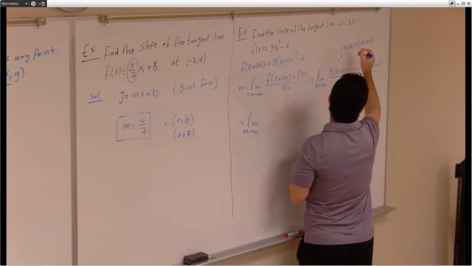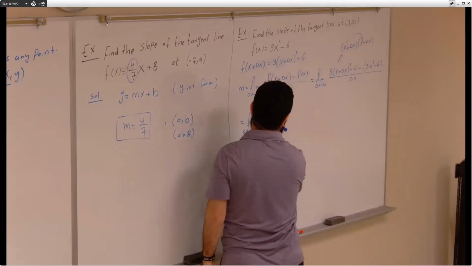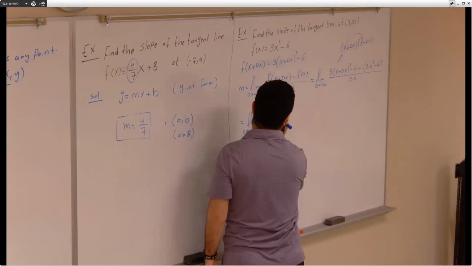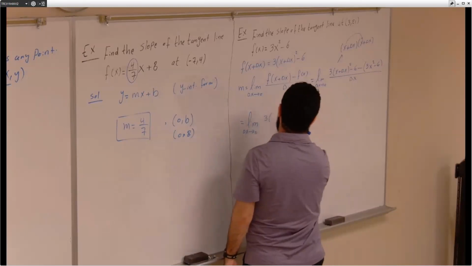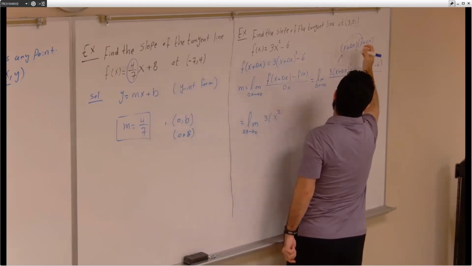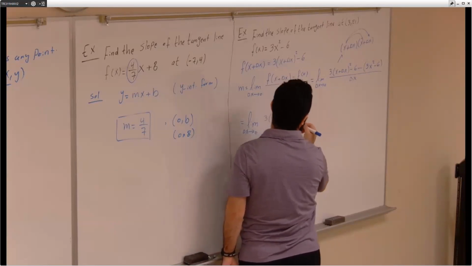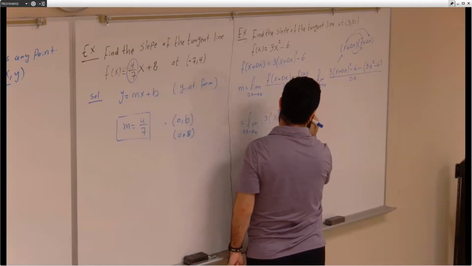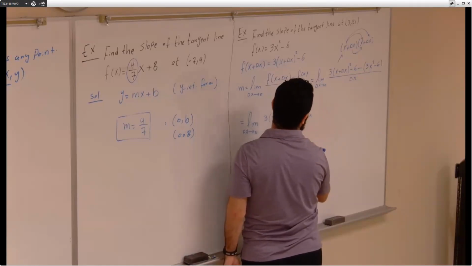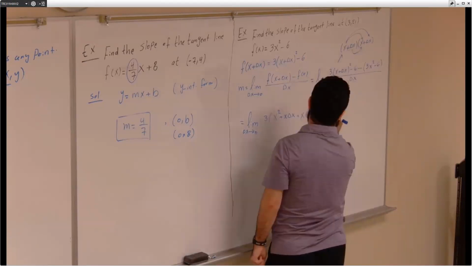So I have to FOIL this one. x times x. So here's the 3, open parentheses, x times x is going to be x squared. x times delta x is going to be x delta x. So plus x delta x. Now delta x times x, plus again x delta x. Delta x times delta x, so it's going to be plus delta x squared.